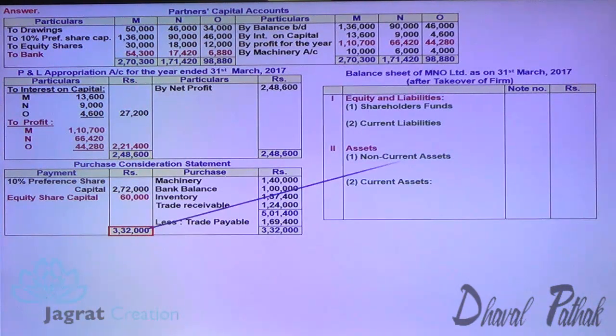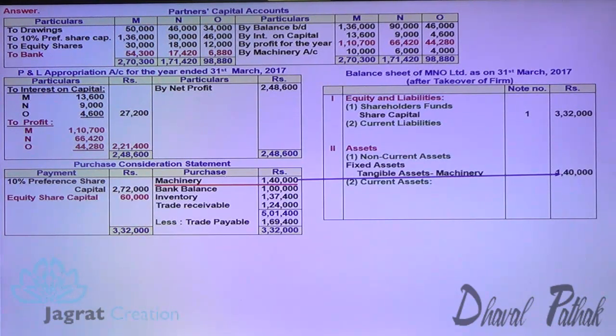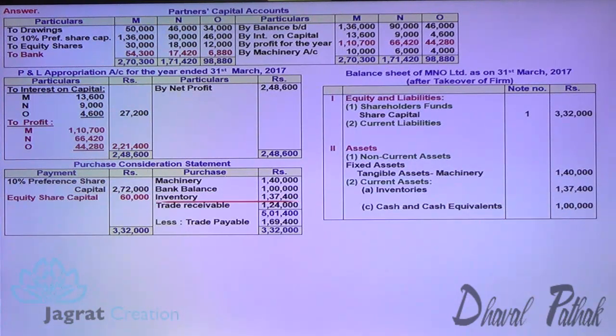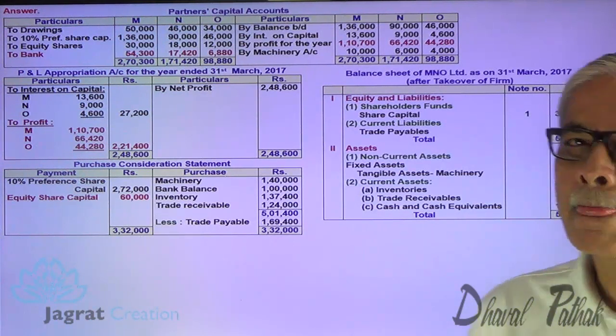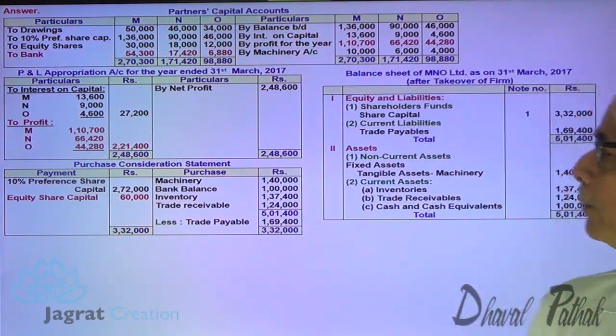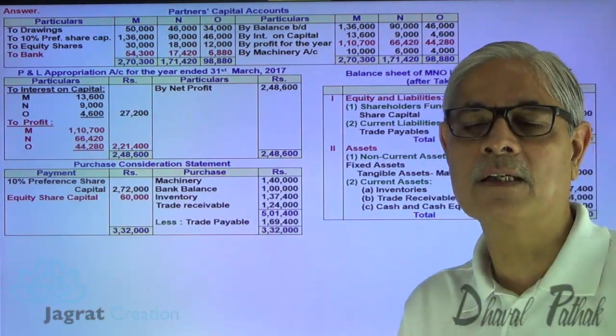You know this format. Now, shareholders' funds of 3,32,000 are made of equity shares and preference shares. Machinery is a non-current asset. Bank balance is under cash and cash equivalents. Inventory is a current asset. Trade receivables, trade means debtors. Trade payables will go in current liabilities. Now the total of the balance sheet is 5,01,400. This is how the balance sheet in the books of the company is prepared on the basis of this purchase consideration statement.